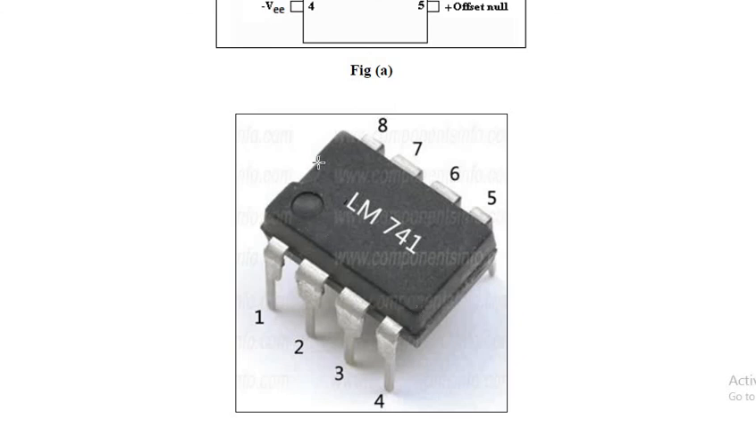You can see here there is a notch and there is a circle over here. 8 pins are here. In pin number 2 we give the inverting input, pin number 3 we give non-inverting input, pin number 4 we give negative power supply, pin number 7 we give positive power supply, and at 6 we measure output. Pin number 1, 5 and 8 we won't use for practical purposes.